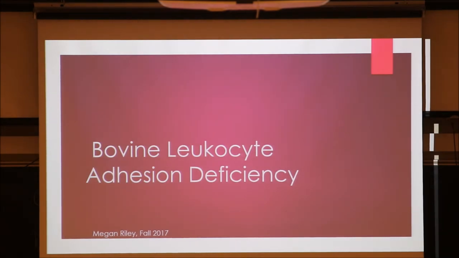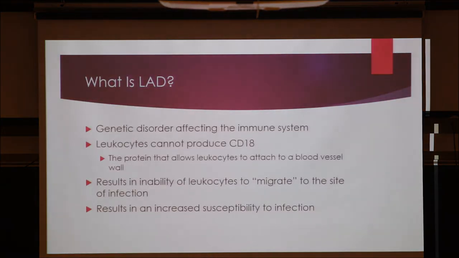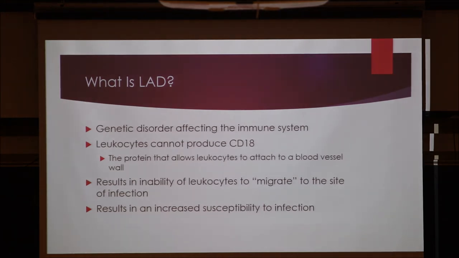Okay, here we go. BLAD is bovine leukocyte adhesion deficiency. And so what is leukocyte adhesion deficiency? It's a genetic disorder and it affects the immune system. So in the videos for this week, there's a really good representation of exactly how the neutrophils travel through the capillaries and go to a site of infection.